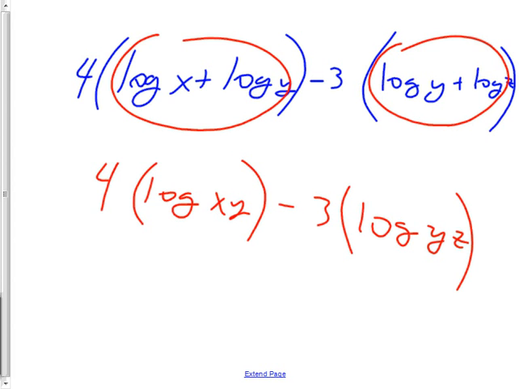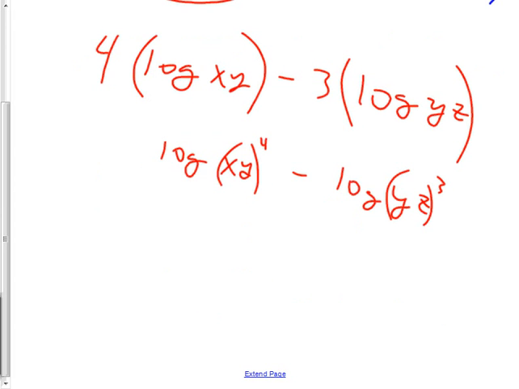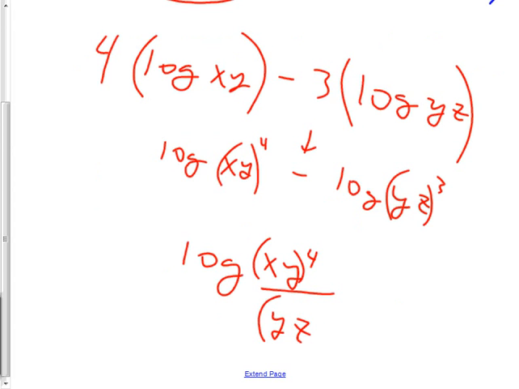I can put it in and say log xy to the 4th minus 3. No, wait. Let's just do that. Log yz to the 3rd. And then it can all be put together into one log. Log. Oh, and it's a subtract, basically turning it into divide. xy to the 4th, like that. Be careful, if I go into parentheses, it's wrong. Over yz to the 3rd. Done.